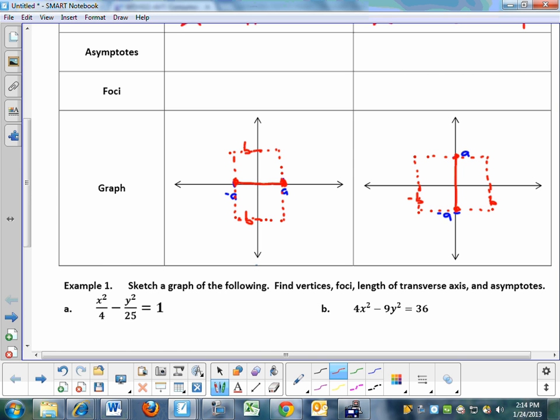And the cool thing is the diagonals of my box are the lines called the asymptotes. So this line right here is the asymptote. So once I make that quick little box, I can then just draw my asymptotes right through the diagonals.